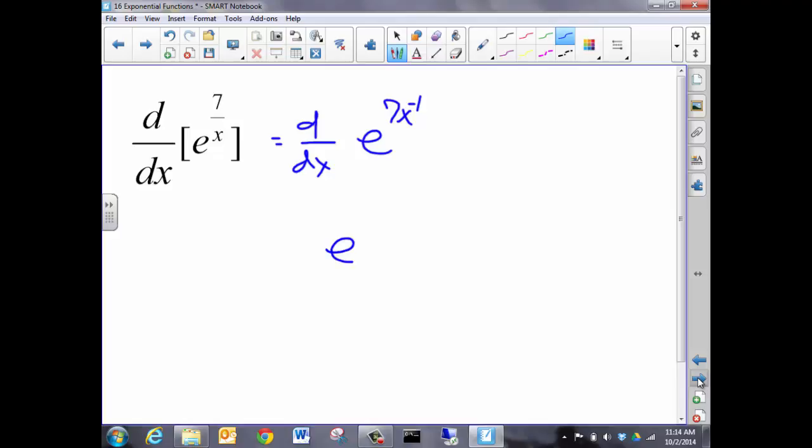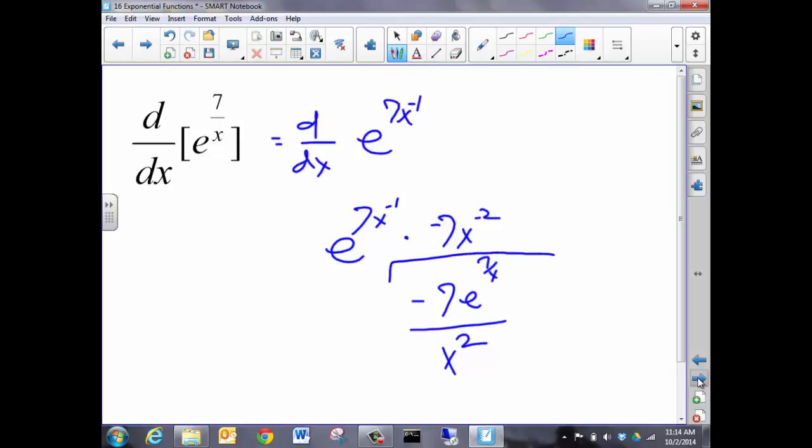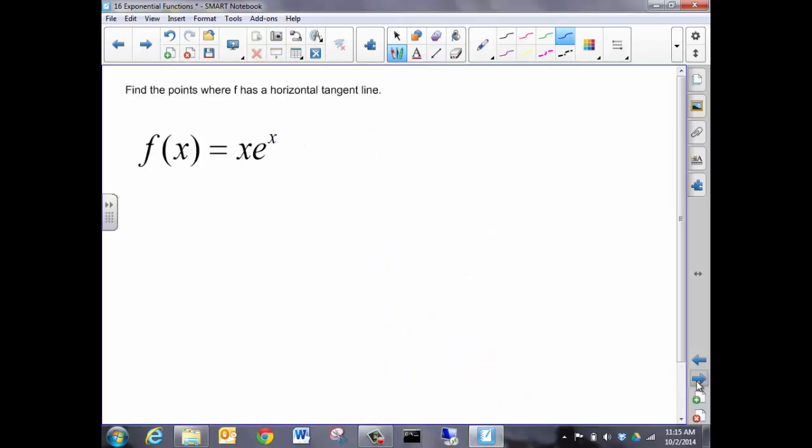Well, we know it's going to be e to that same power times what? Negative 7 x to the negative 2. Very good. So we could clean that up to negative 7 e to the 7 over x squared. That's probably what you would see on your multiple guess, okay? So e's are real simple after we did LNs.